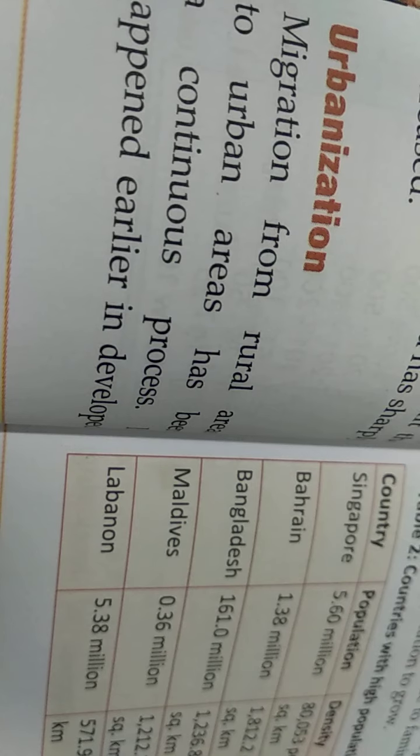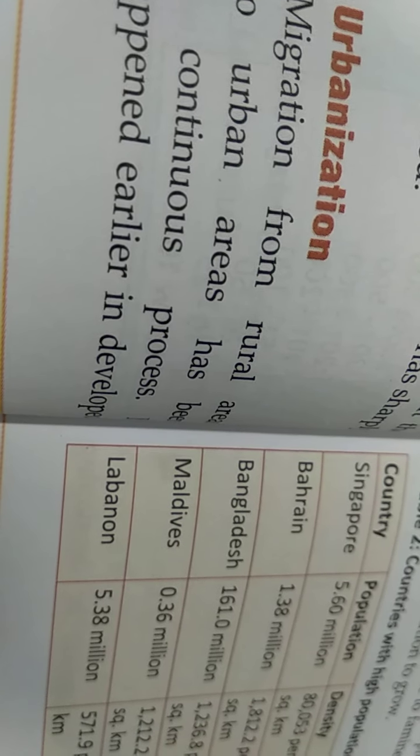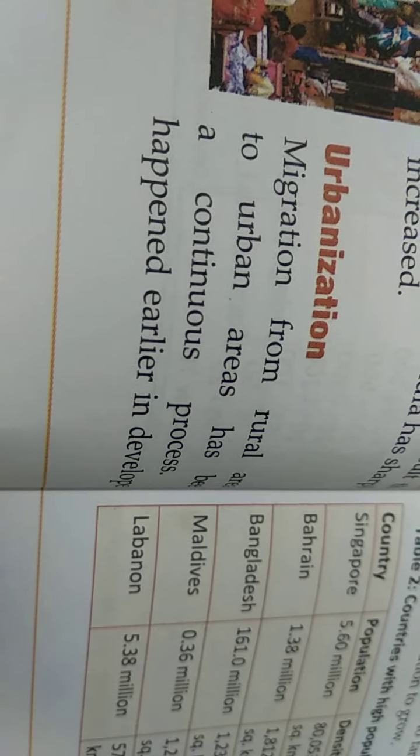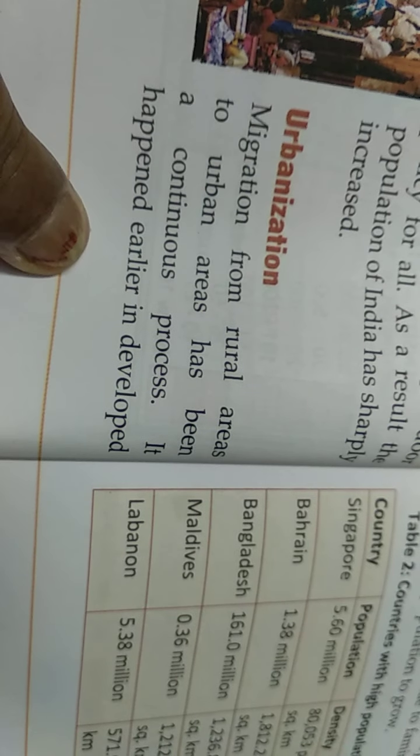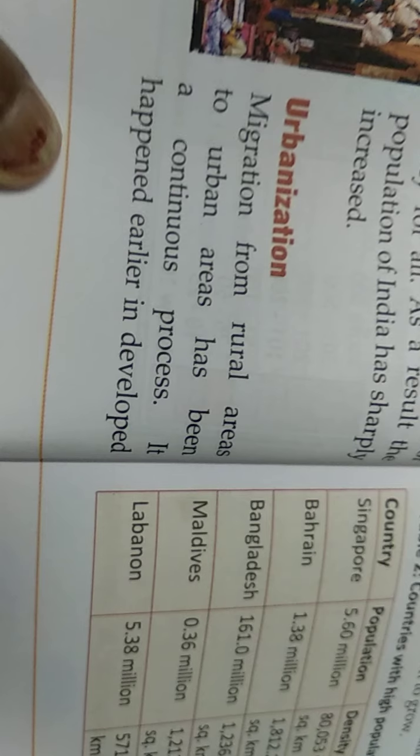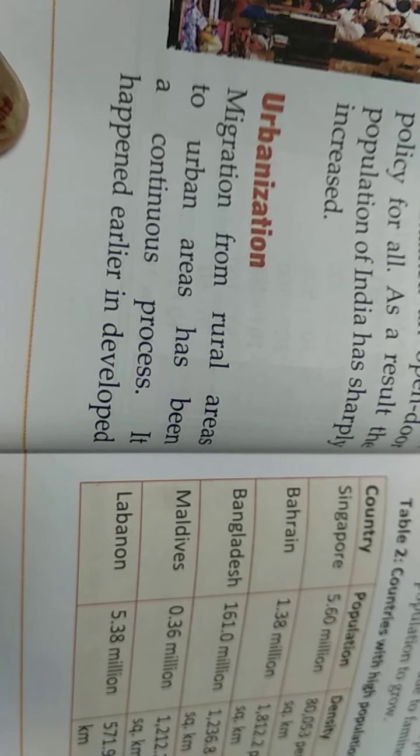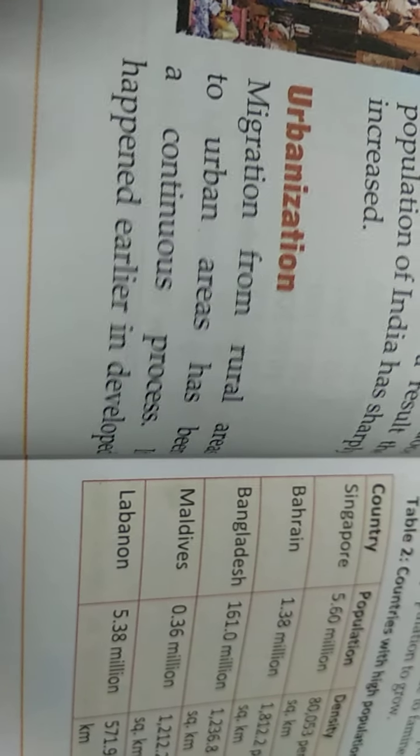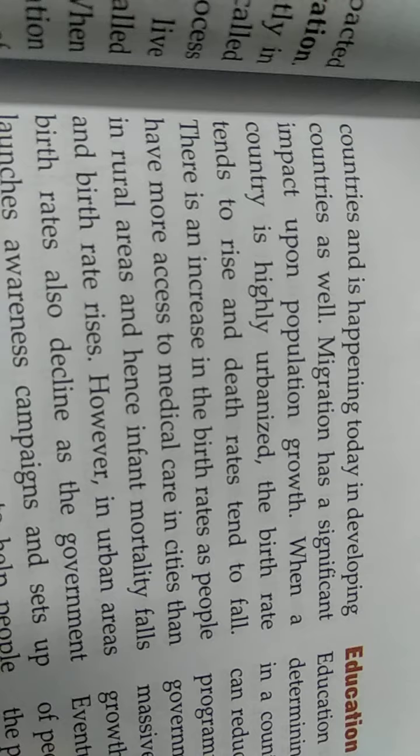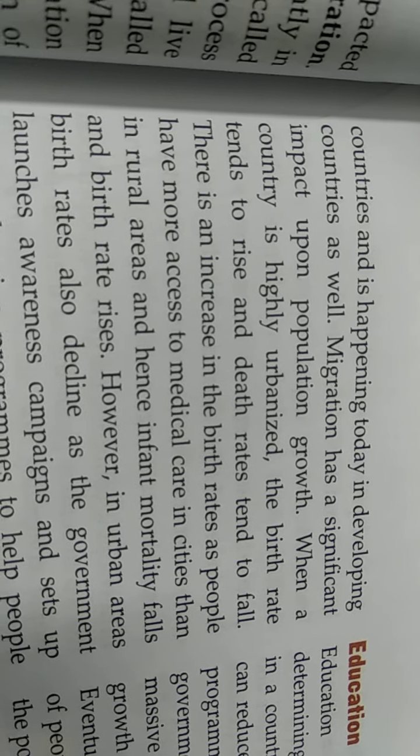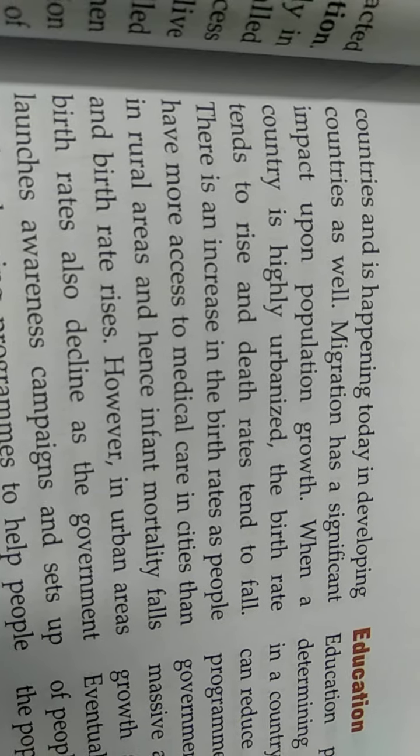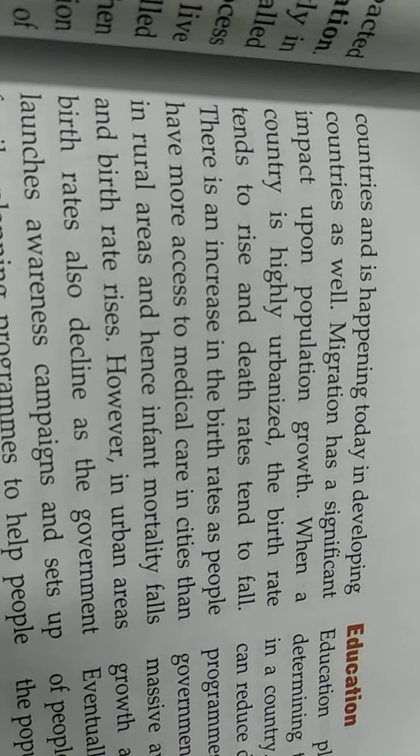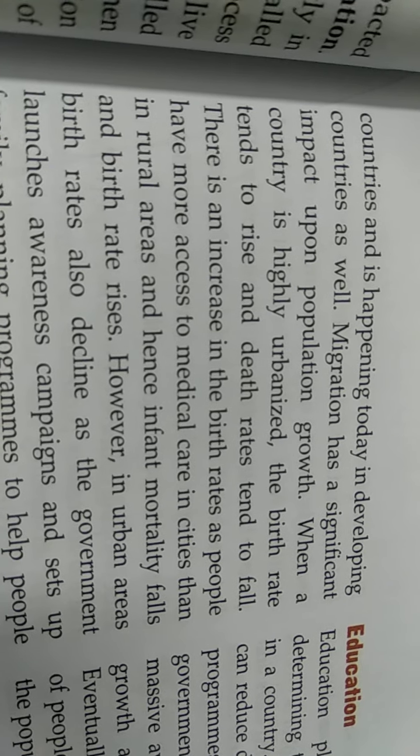People migrate from rural areas to urban areas, which has been a continuous process everywhere in this world. It happened earlier also in developed countries and is also happening today. Migration has some significant impact upon the population.